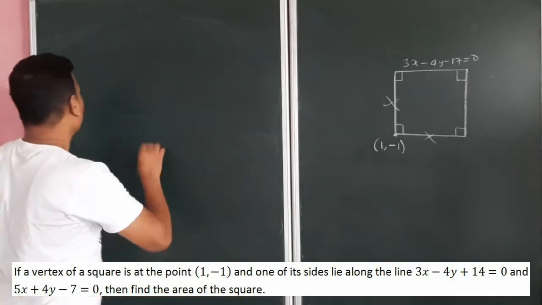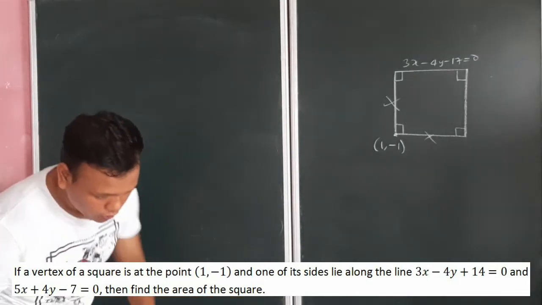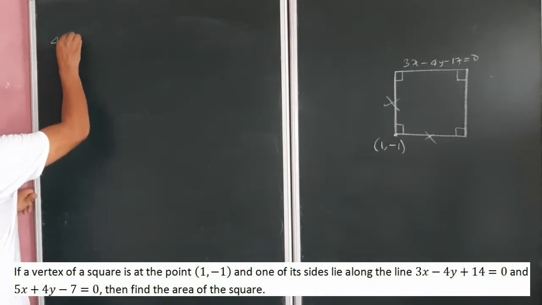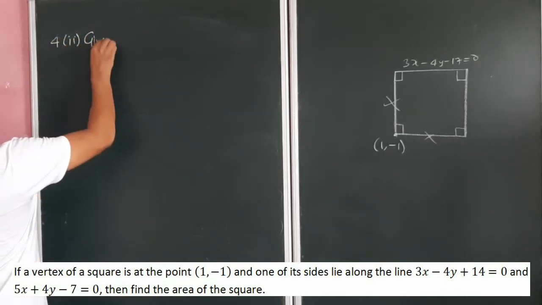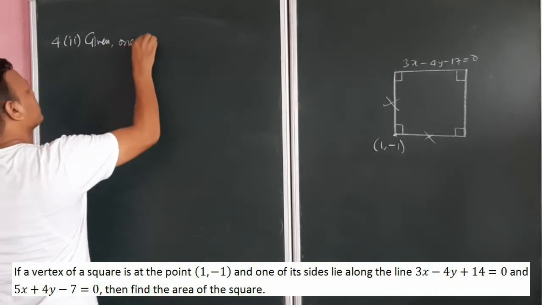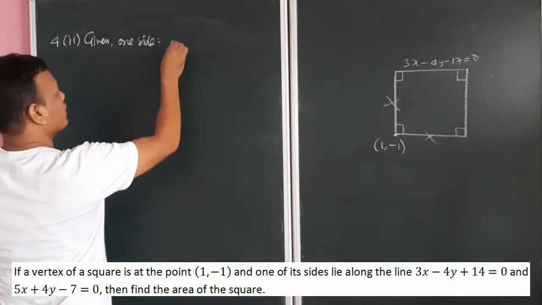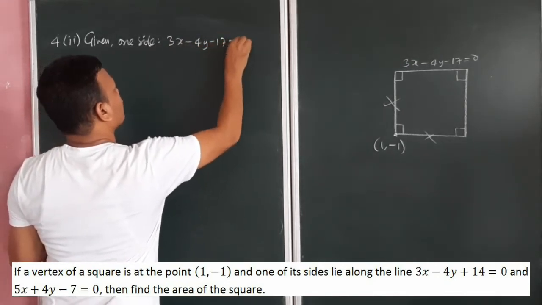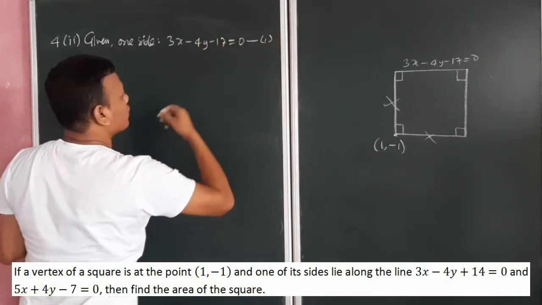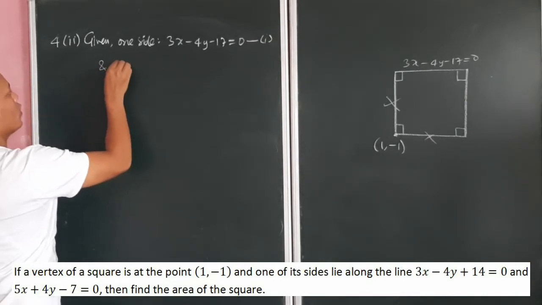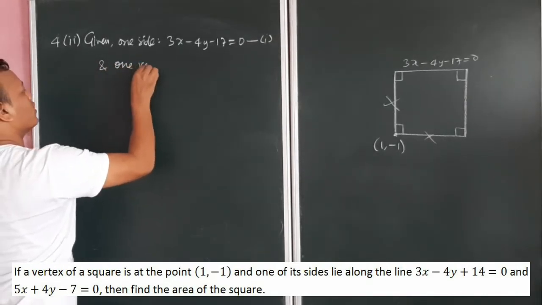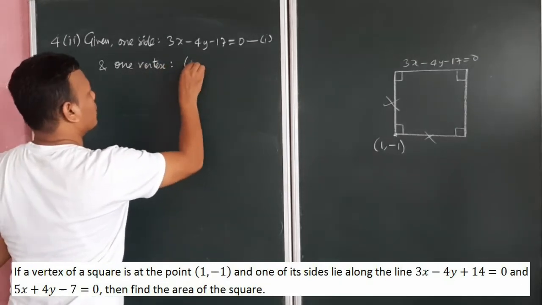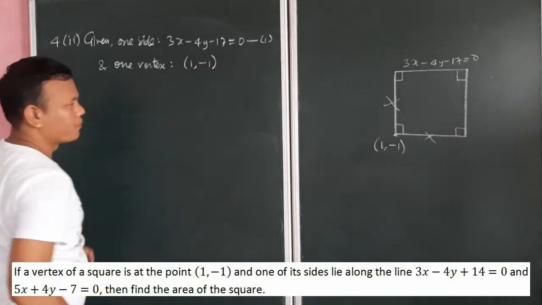Okay, so it is given that this is question number 4, 2. Given one side is given as 3x minus 4y minus 17 equals to 0. Let me call this as 1. Okay, and one vertex is how much? It is 1 comma minus 1.